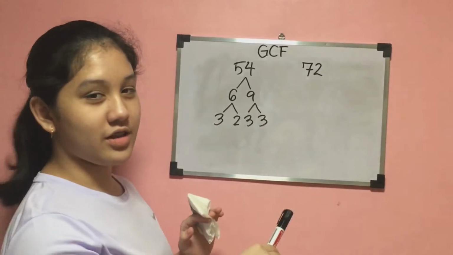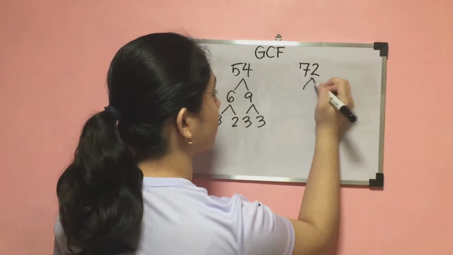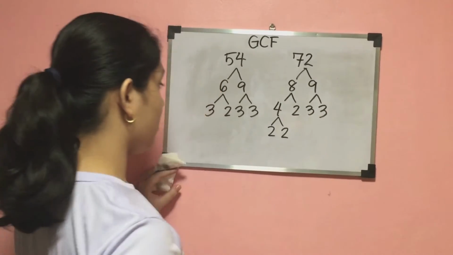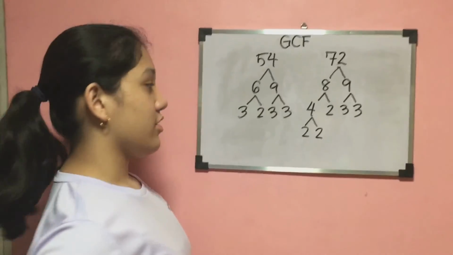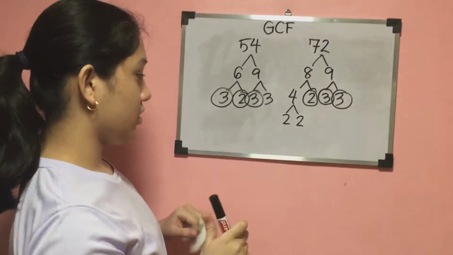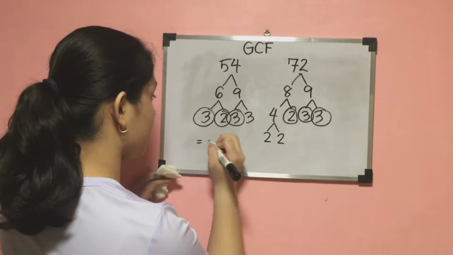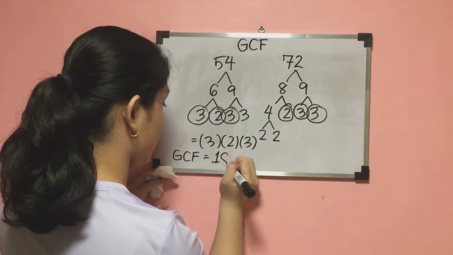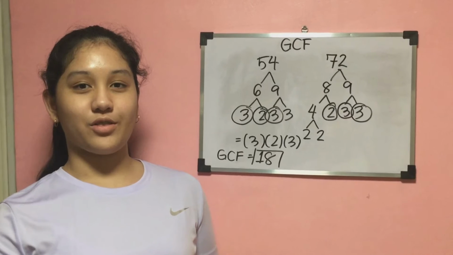3. So it looks like a 3. Then we're going to do the same for 72. 2. So we're going to check the factors that they have in common. So that's all their common factors. So now we multiply them. It will be 18. And this will be their greatest common factor.